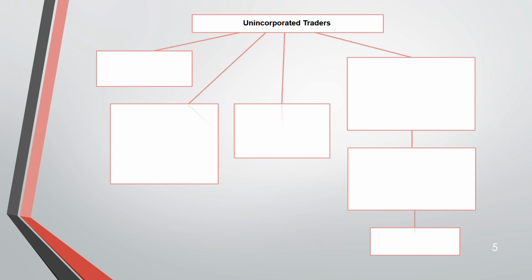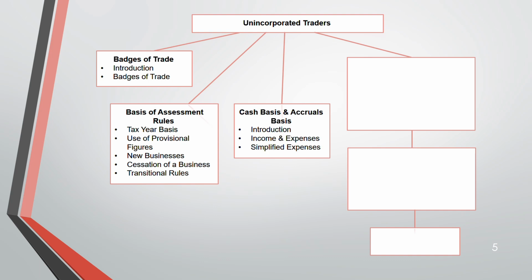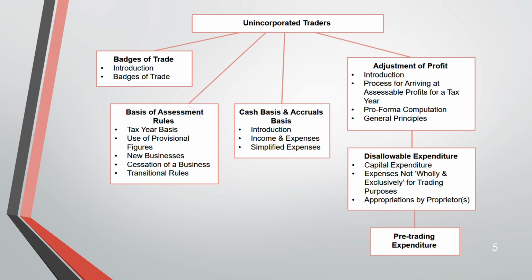Okay, so here this is a graphical representation of what I've just explained. Badges of trade, to know whether you fall under employment or self-employment. Then how do we assess for a business that is new and when a business closes down? Then the cash basis and accrual basis. Then how do you adjust the profit? The proforma and all the principles. Then the disallowable expenditure and the pre-trading expenditure.